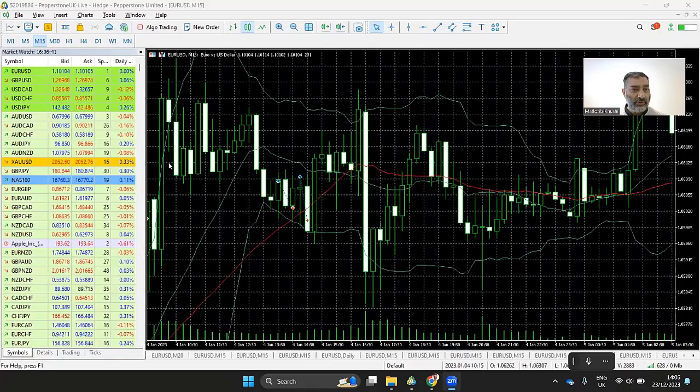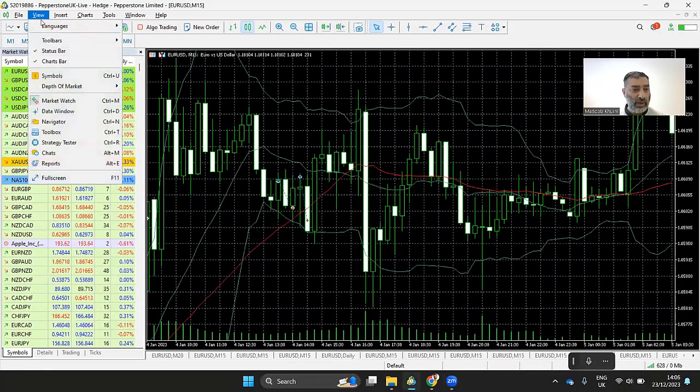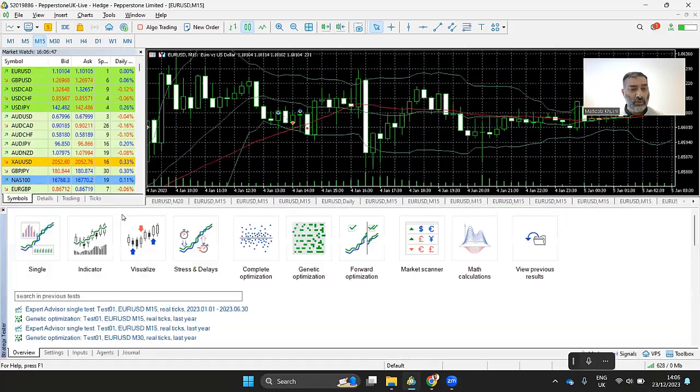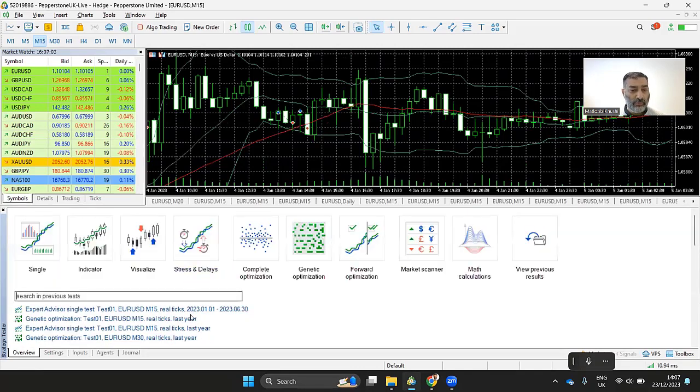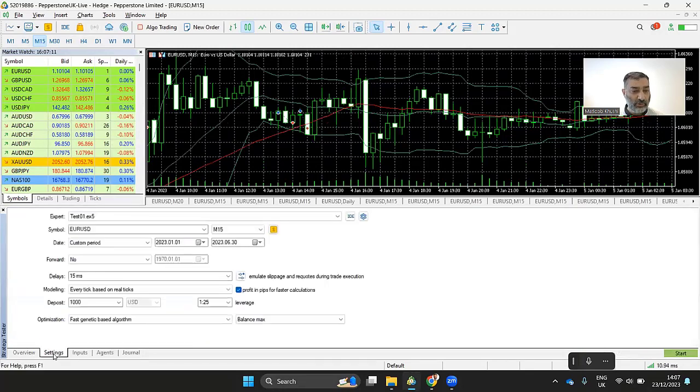So this is MetaTrader, and you click on View and click on Strategy Tester. You will see this window here. On the top here, you have some pre-settings for different strategy methods. And on the bottom here, it shows you your previous runs of backtesting. So you can click either one of these, or you can just jump onto the settings.